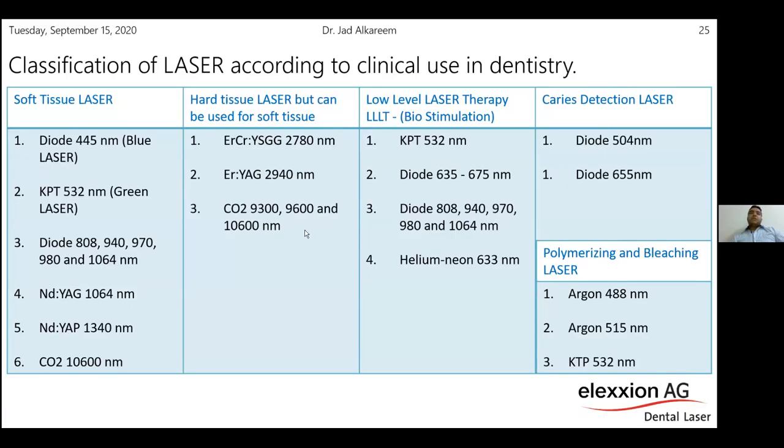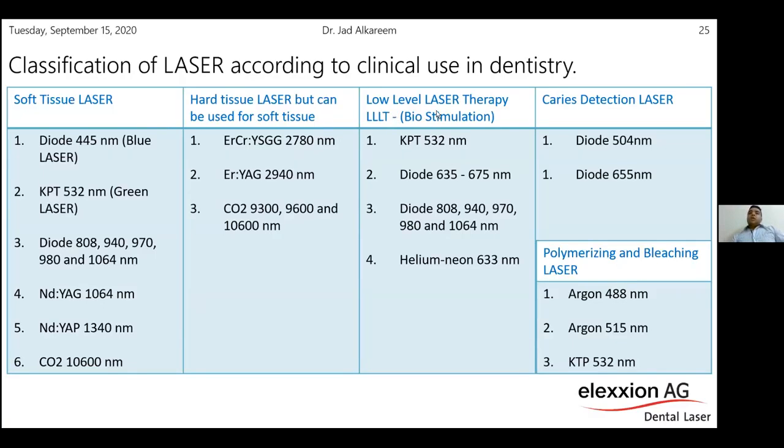But the difference between using the diode on the soft tissue or using the erbium chromium, erbium YAG or CO2, is that with the diode laser, you will have less bleeding or almost no bleeding when you use it on soft tissue. But with the erbium chromium, erbium YAG, or CO2, you will have an excessive amount of bleeding because there is no absorption into the hemoglobin. So yes, you will be able to cut the soft tissue, but you will have an excessive amount of bleeding.